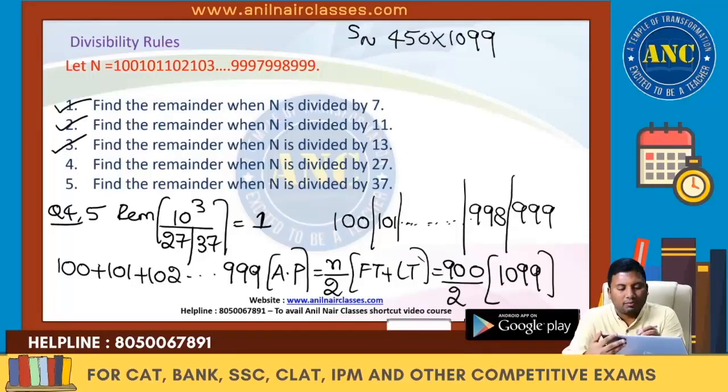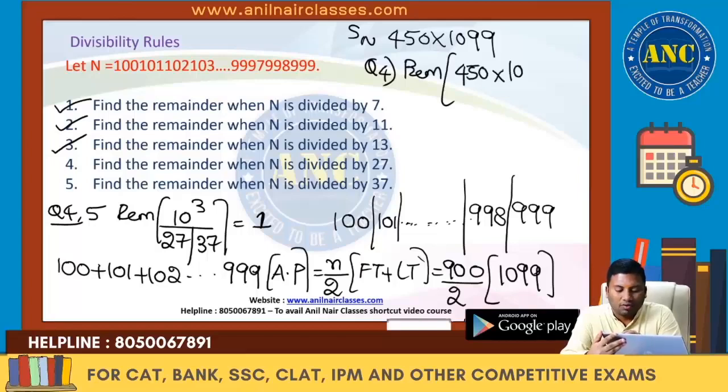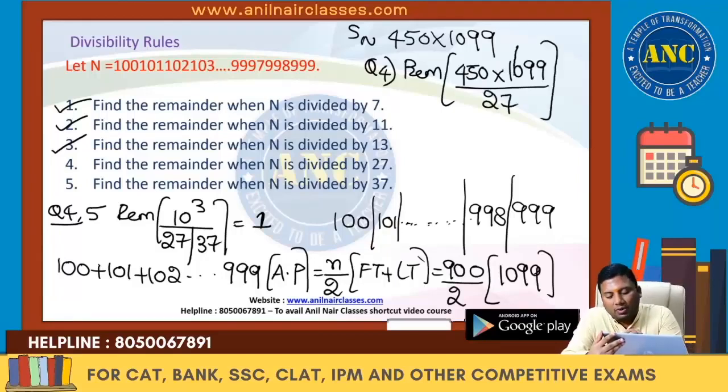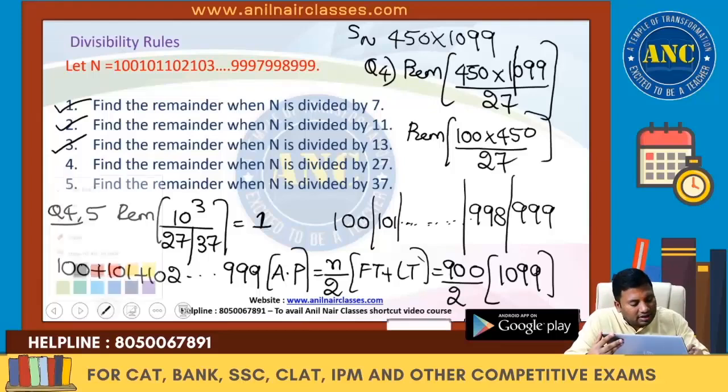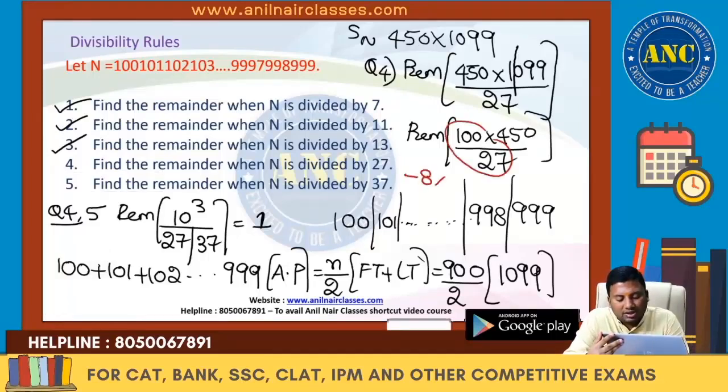What is question number 4? What is the remainder when this number is divided by 27? 450 into 1099 divided by 27. The divisibility rule for 27 is to take a group of 3 digits and add them: 990 plus 1 gives 100 in place of 1099. So 100 into 450 divided by 27. 27 fours are 108, remainder minus 8.